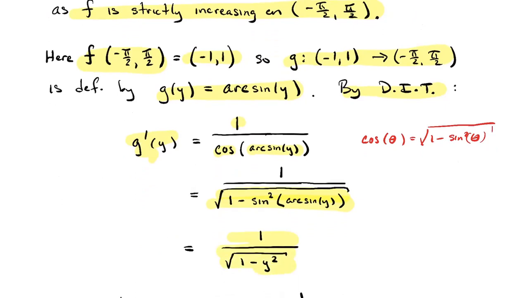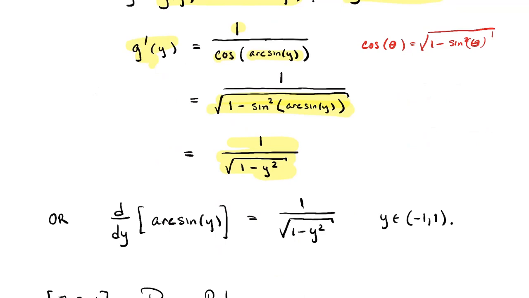Okay. So by the derivative of inverse formula, the derivative of arc sine at y is this familiar formula, 1 over the square root of 1 minus y squared. Cool.